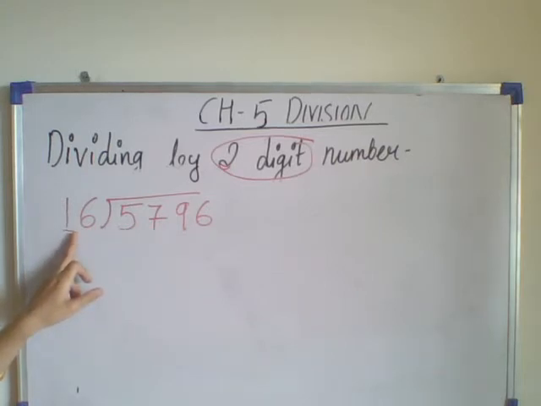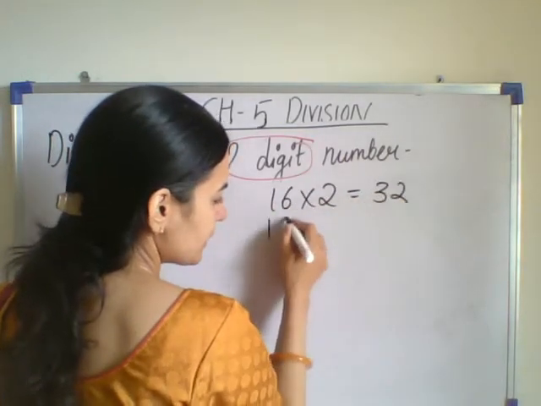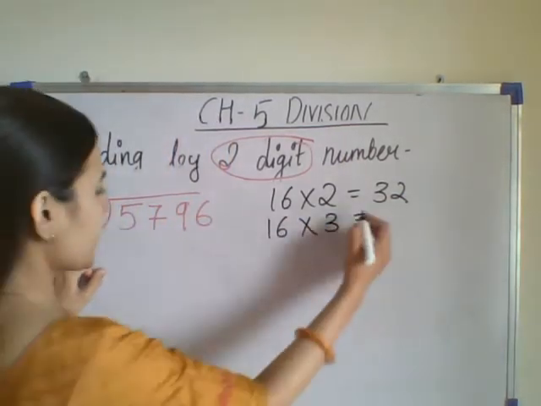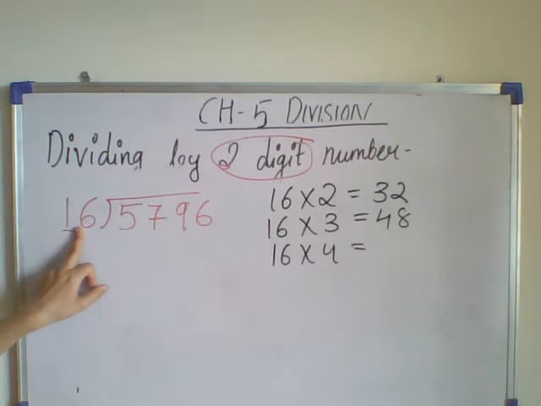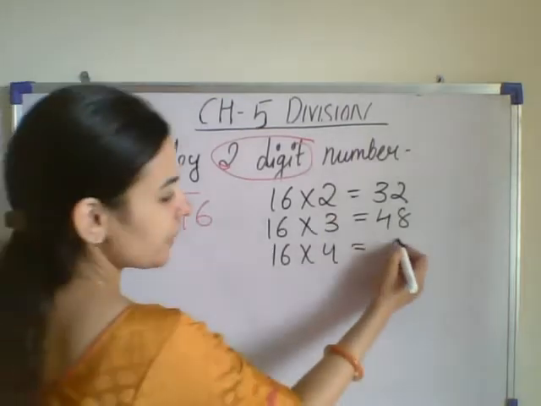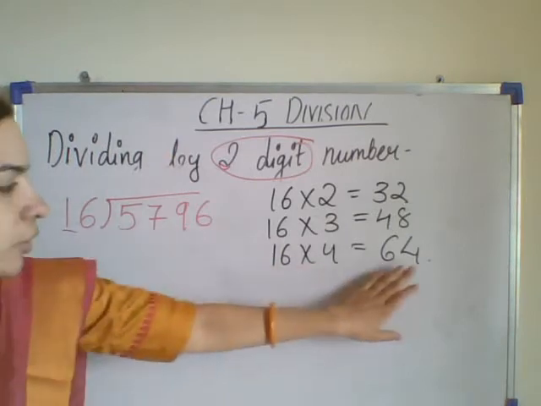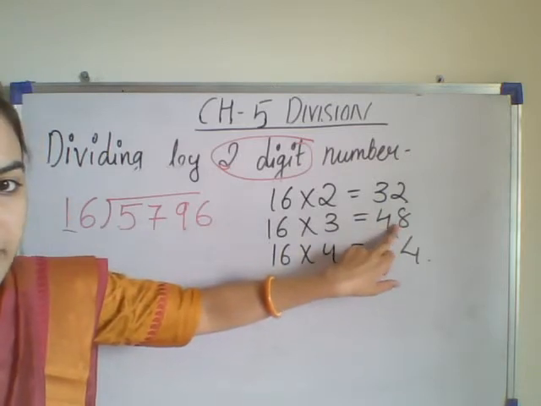Using the multiplication table of 16. You know 16 twos are 32. If you multiply 16 by 3, we will be getting 48. 16 multiplied by 4 will give 64. So look here, 64 is greater than 57. So we'll be taking this number, that is 48.